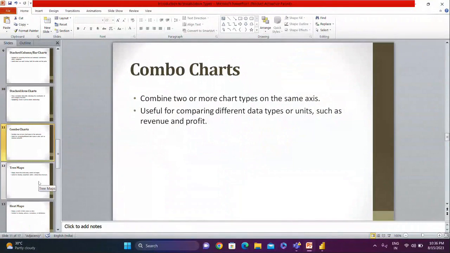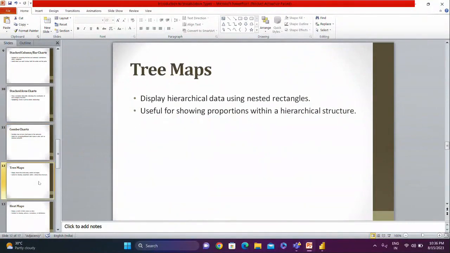Now moving to our next one, that is tree map. Tree map displays the hierarchical data using nested rectangles. It is useful for showing proportion within a hierarchy structure. Like we have tree, right? The same way it is following. It displays the hierarchical data using a nested rectangle.